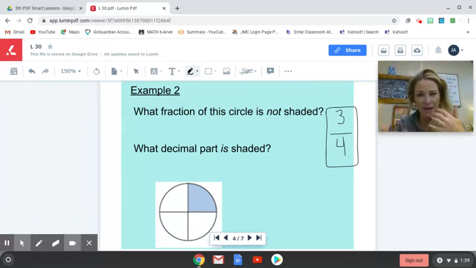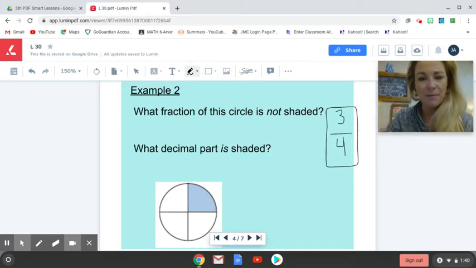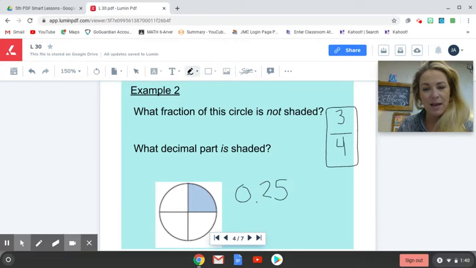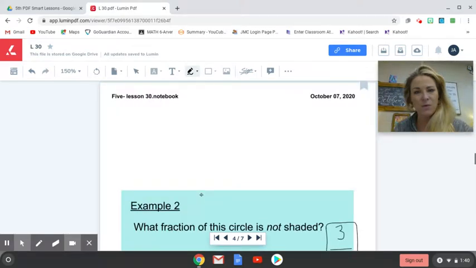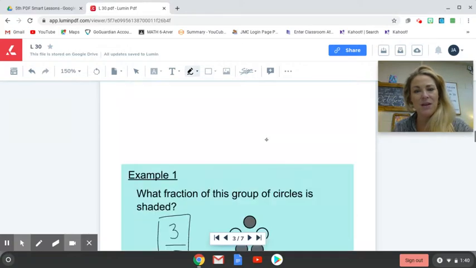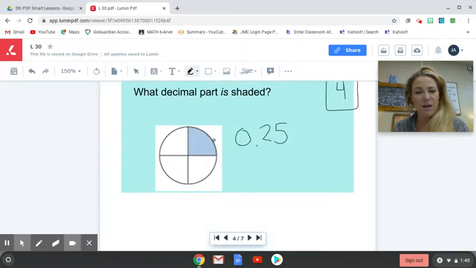You'll start to identify 1/4 with the decimal 0.25 or 25 hundredths. And I just happen to know that off the top of my head. If we're talking about what decimal is shaded, we're talking about 25 hundredths. And again, I'm actually just going to scroll right up to that page where we were talking about the dollar. 1/4 of a dollar is 25 cents. If we were to get rid of that dollar sign, we're talking about 25 hundredths, or 25 out of 100.